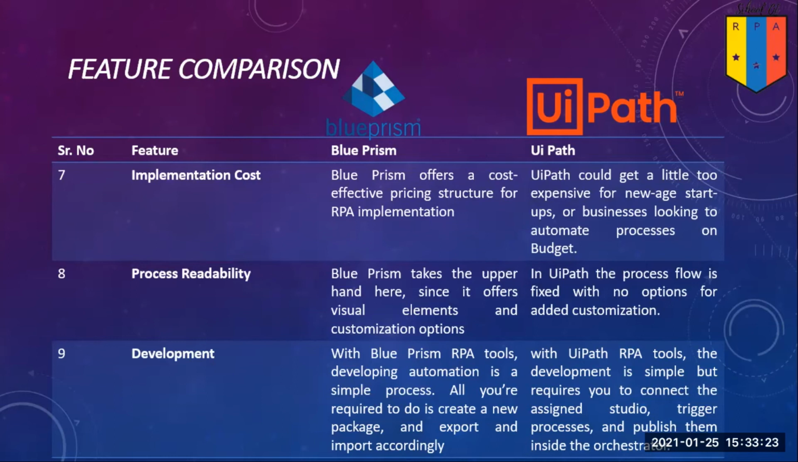Process reliability. Blueprism takes the upper hand here since it offers visual elements and customization options. In UiPath, the process flow is fixed with no options for added customization. Development. With Blueprism RPA, development automation is a simple process. All you are required to do is create a new package and export it or import it accordingly. With the UiPath RPA tool, the development is simple but requires you to connect to the assigned Studio, trigger the process, and publish them inside the Orchestrator.